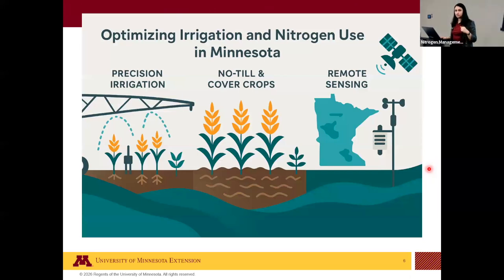So talking about the research that we are doing here at the U, this is a snapshot of what we are focusing on today and overall what my lab is doing: optimizing irrigation and nitrogen use in Minnesota. We are looking at precision irrigation, variable rate irrigation. We are looking at no-till cover cropping, how we can include these conservation practices into the mix and look at how irrigation and these practices interact with each other, how we can improve our irrigation management, and then using some remote sensing and new technologies to answer some questions related to water quality and quantity.